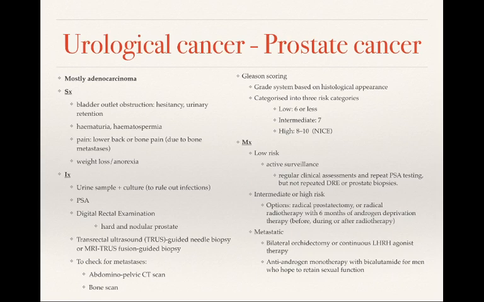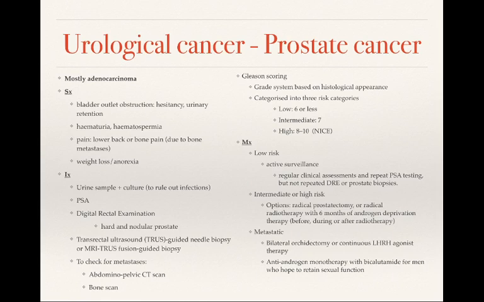And then to check for metastases, you would do an abdominopelvic CT scan and a bone scan. To histologically grade the cancer, you use the Gleason scoring system. This scoring system categorizes prostate cancer into 3 risk categories. So a low risk category would have a score of 6 or less, an intermediate risk category would have a score of 7, and a high risk category would have a score of 8 to 10.